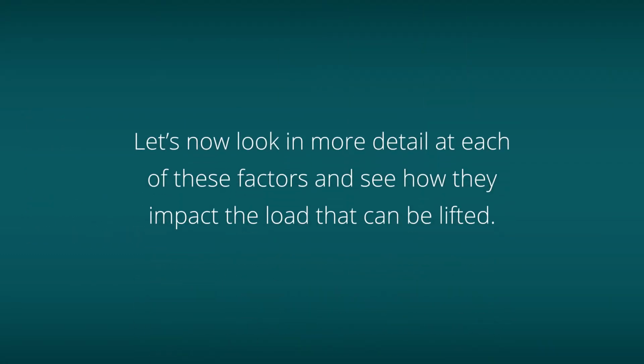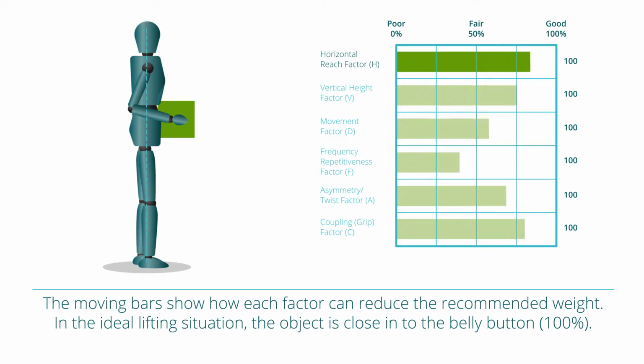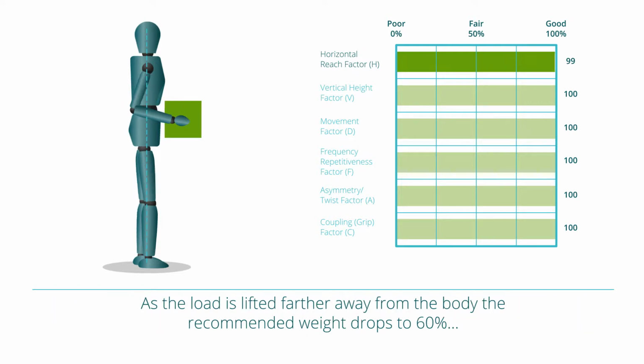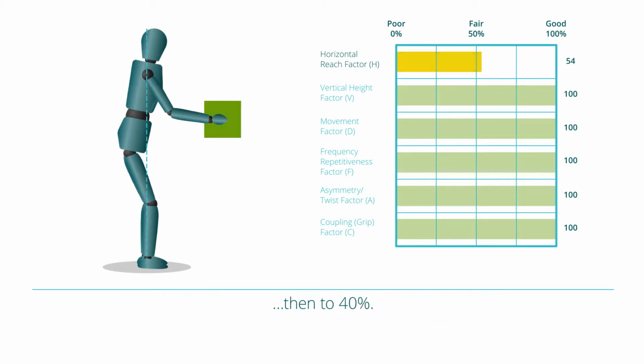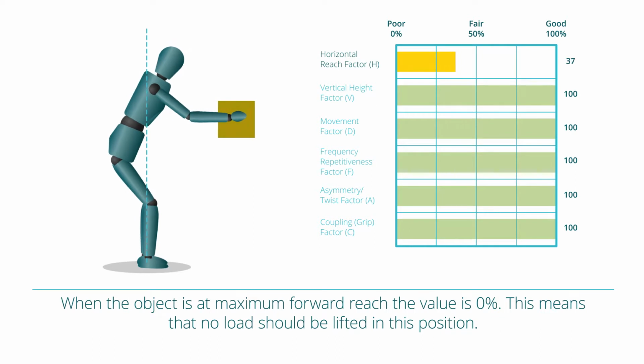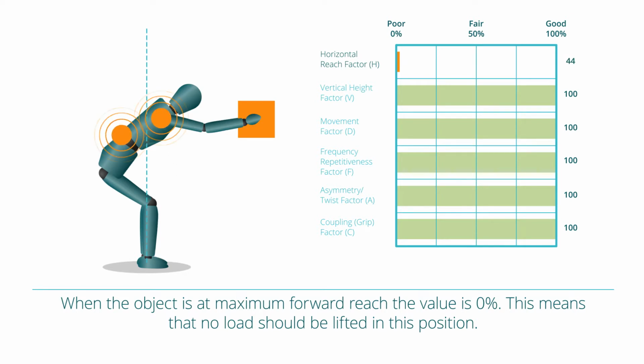Let's now look in more detail at each of these factors and see how they impact the load that can be lifted. The moving bars show how each factor can reduce the recommended weight. In the ideal lifting situation, the object is close into the belly button, 100%. As the load is lifted farther away from the body, the recommended weight drops to 60%, then to 40%. When the object is at maximum forward reach, the value is 0%. This means that no load should be lifted in this position.